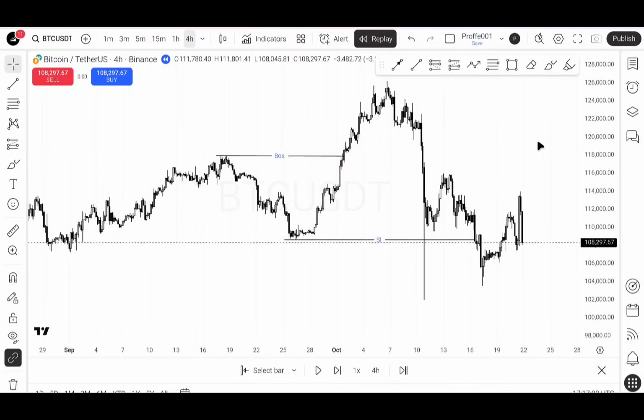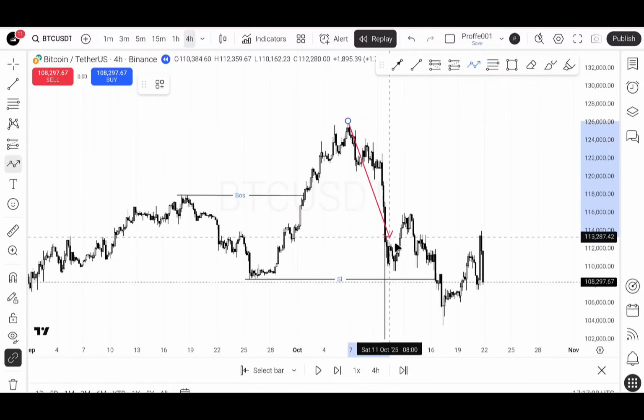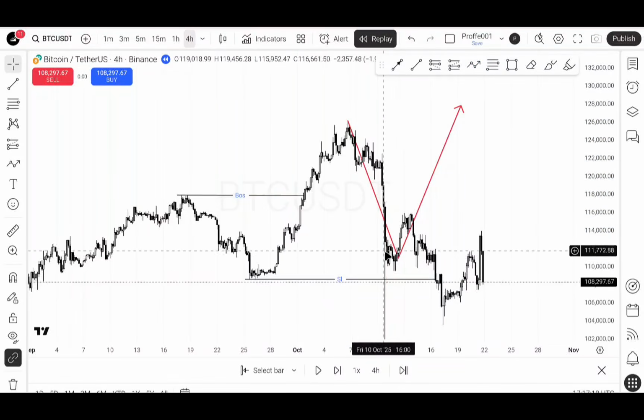We have marked out our break of structure. We have marked out our swing low. What are we waiting for? Waiting for price to come back, give us some confirmation from this place, and then boom, give us another expansion, giving us the opportunity to leverage on these buys, right?